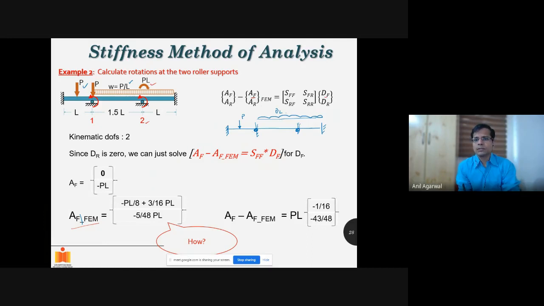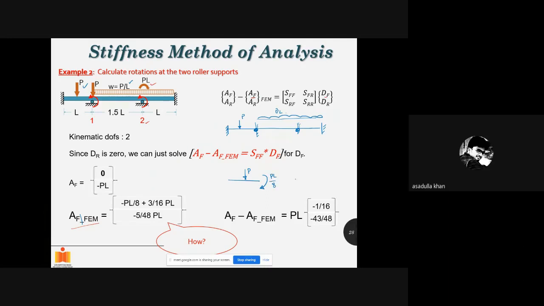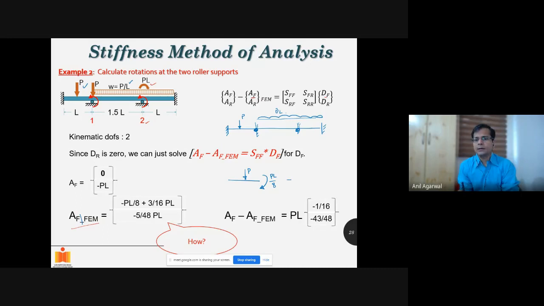So we know the fixed end moments for this kind of case. For this member, at this location, what will be the fixed end moment? If I am applying a load P here, the moment here will be PL by 8. PL by 8. Correct. Very good. And for this member, the length is 1.5 L. You have to be mindful of that. And then there is a W of P by L acting.